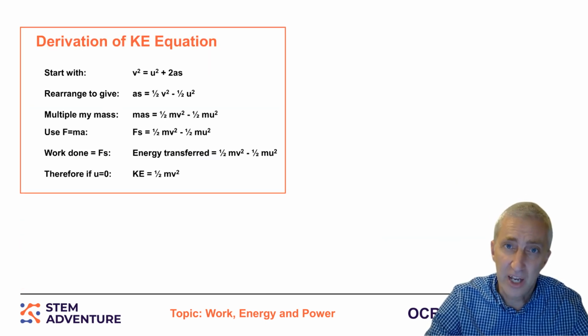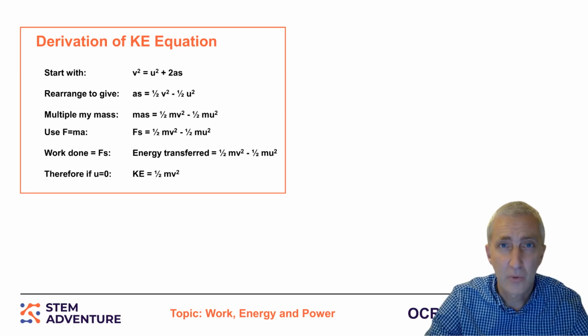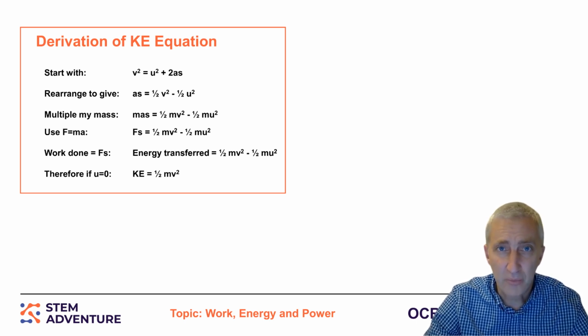The derivation of the kinetic energy equation must be understood and remembered. Here we start with one of the suvat equations. Final velocity squared equals initial velocity squared plus 2 times the acceleration times the displacement. We can rearrange this as shown. Then multiply both sides by mass.